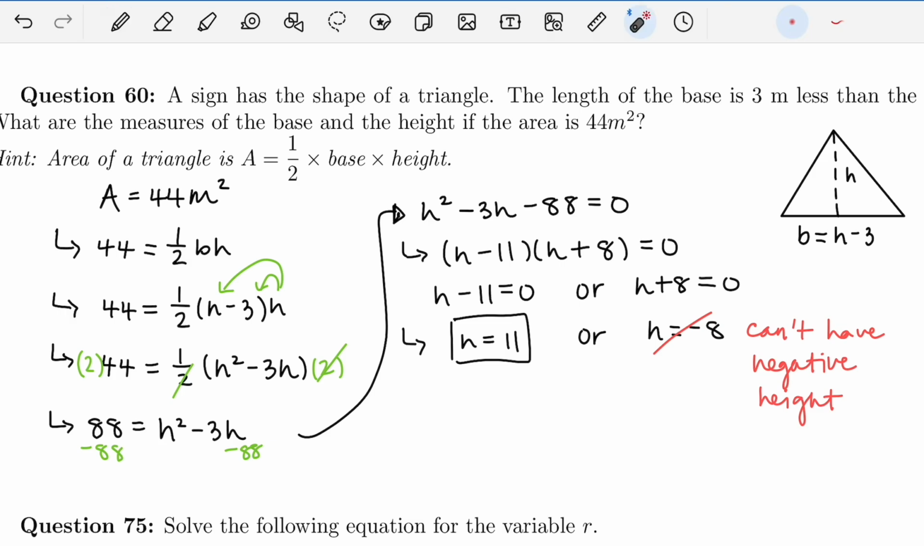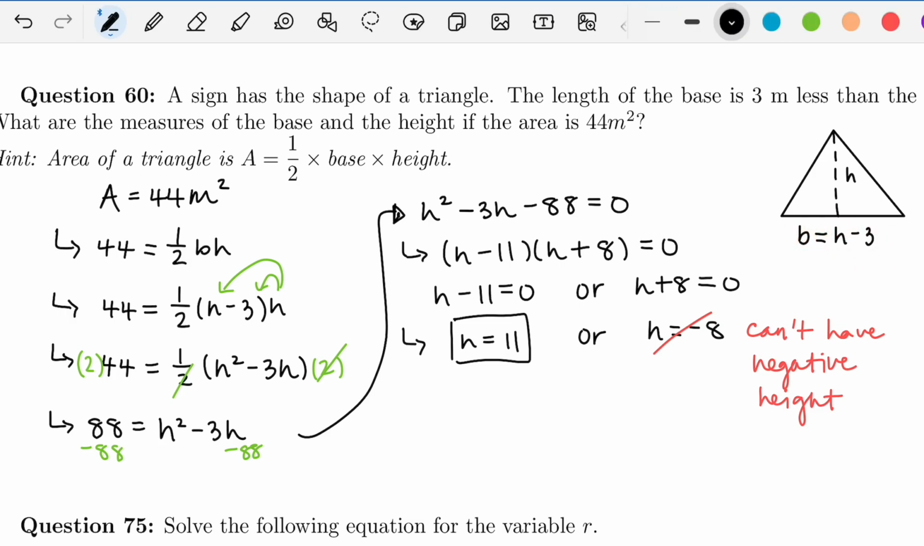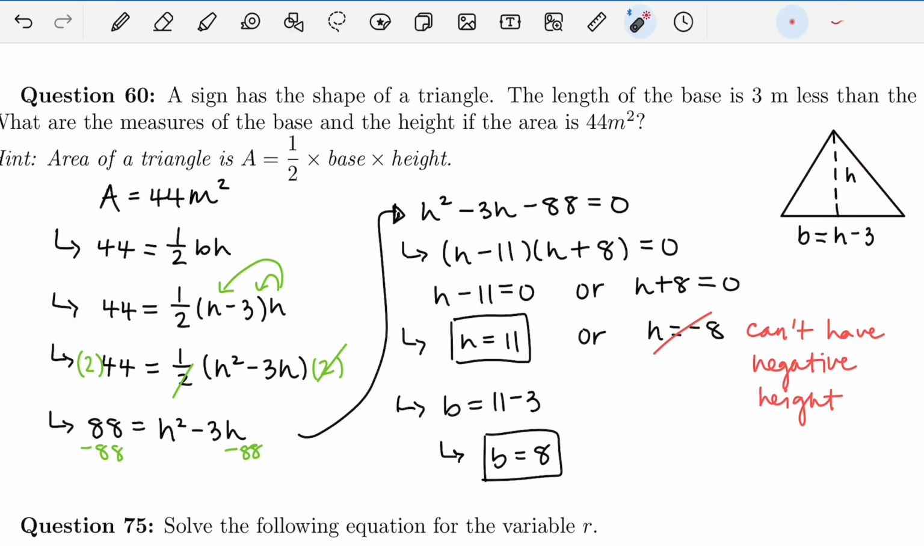But remember, we also want to find the base of this triangle. So if we have that the height is 11, we can plug that into our equation for our base. And so we're going to end up with 8 meters. So the height of this triangular sign is going to be 11 meters and the base is going to be 8 meters.